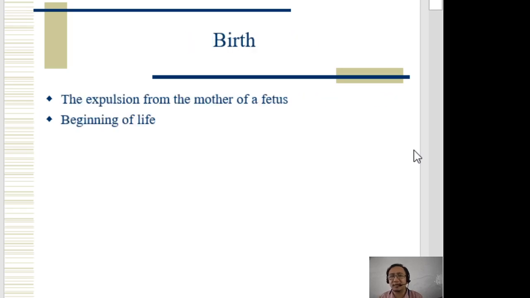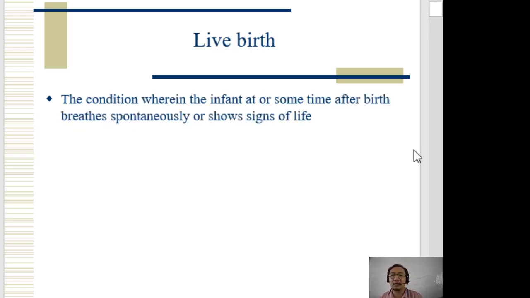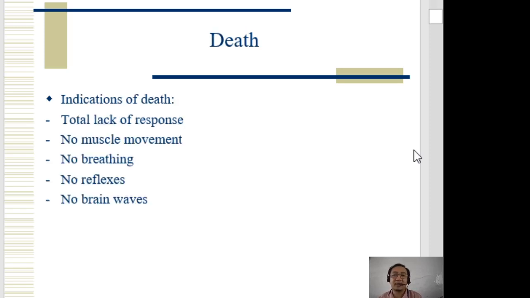Then just additional terms. When you say birth, it's the expulsion from the mother of a fetus. Usually it should be alive. And birth generally is the beginning of life. Live birth is the condition wherein the infant, at some point after birth, breathes spontaneously or shows signs of life. So, madaling sabi, buhay siya nung naipanganak. Live birth.